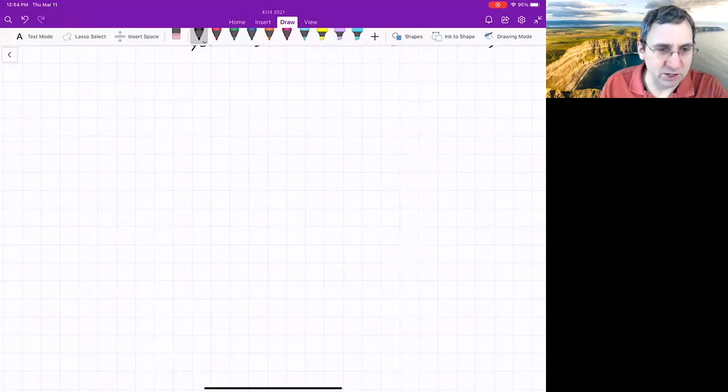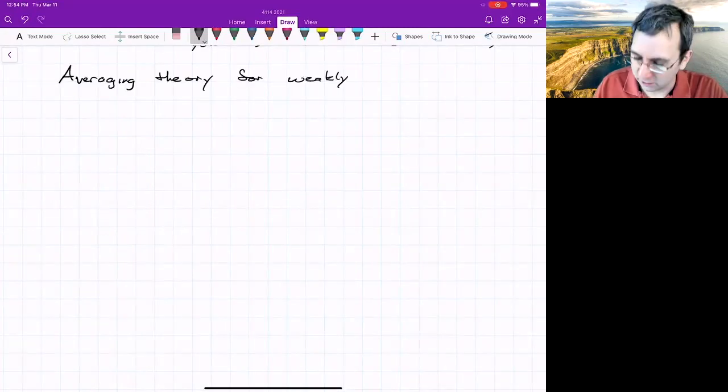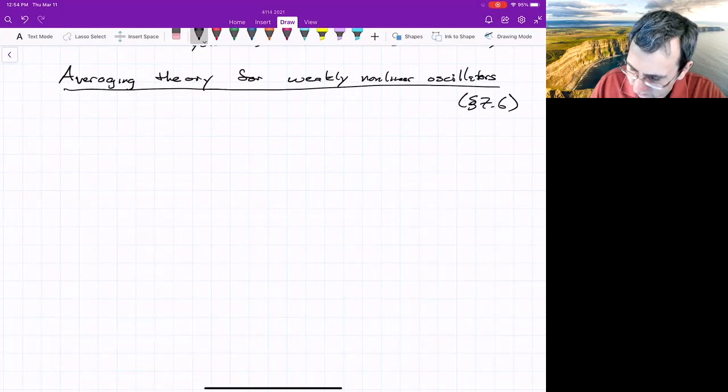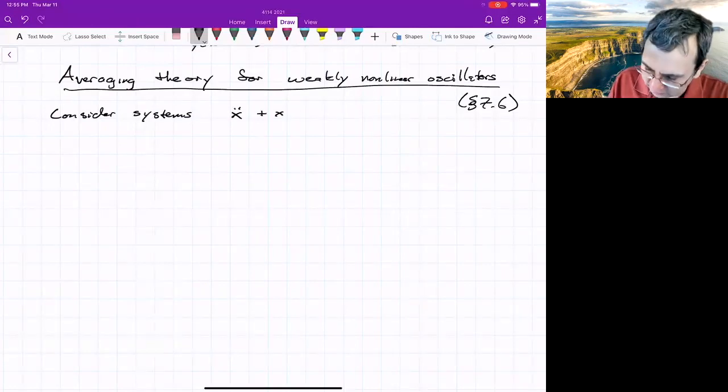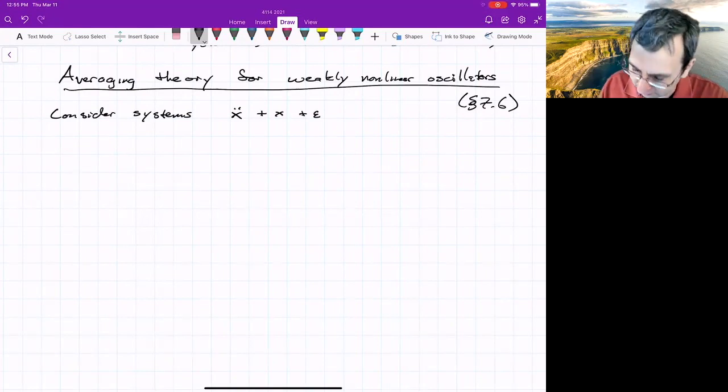This is averaging theory for weakly nonlinear oscillators in section 7.6 of Strogatz. So we're going to consider systems of the form that look like a harmonic oscillator plus some small perturbation. So x double dot plus x. If I set that equal to 0, we have the harmonic oscillator, but we won't do that. We'll say there's some small parameter, epsilon, times some function of x and x dot equal to 0.